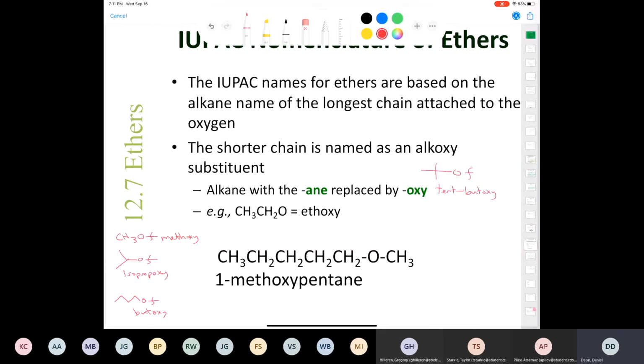So if we look at the example that's shown down here at the bottom of the slide, the longest carbon chain is shown right here. Okay, and then what do we have on it right here? We have a methoxy group, and it's on the first carbon. So this must be 1-methoxypentane.